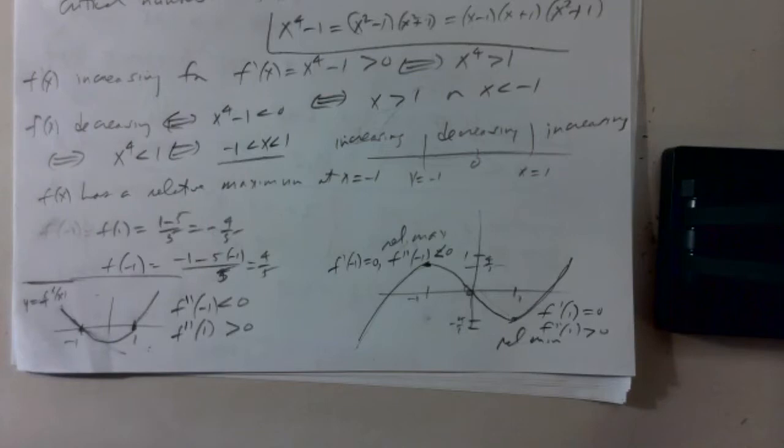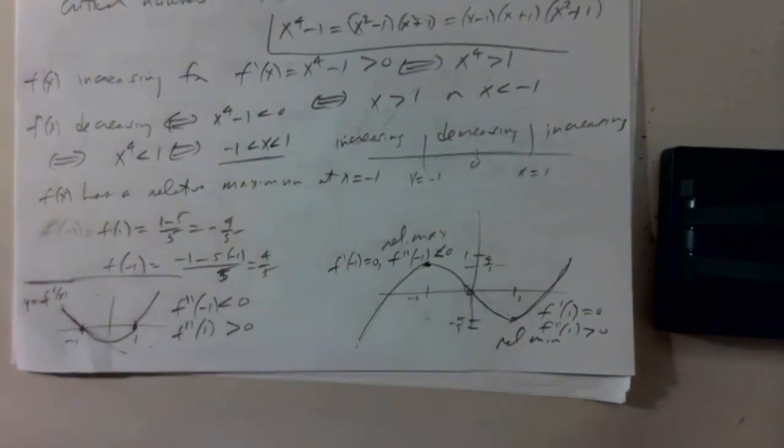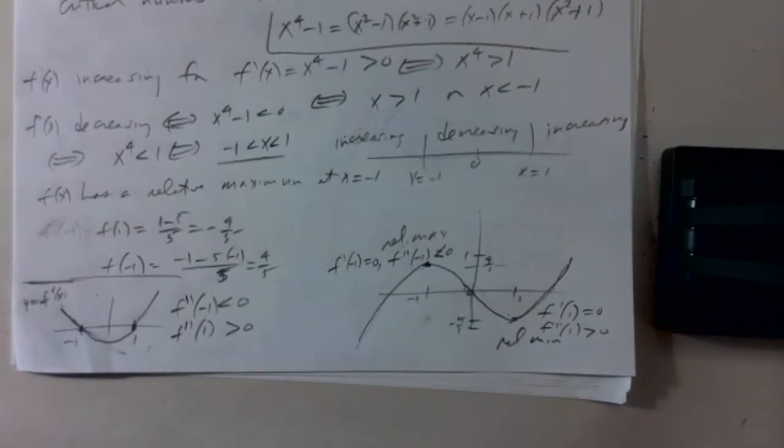If the second derivative is negative, you have a relative maximum. If the second derivative is positive, you have a relative minimum. So we'll see that in a couple of minutes. Any questions about this problem?